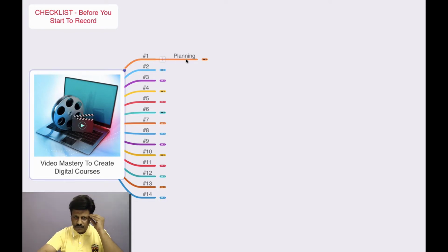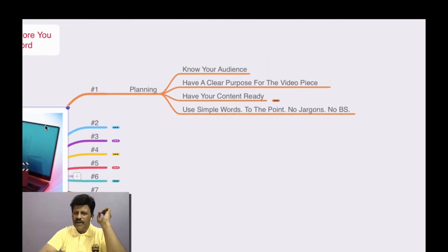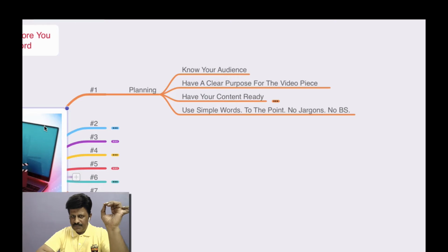The key components of planning is obviously, you would have to know your audience very well. Have a clear purpose for the video piece. What does this video convey? Like this video, the core purpose is to help people, from my learnings, get the tips and techniques to do a good video recording professionally for their courses. So, a simple core purpose.